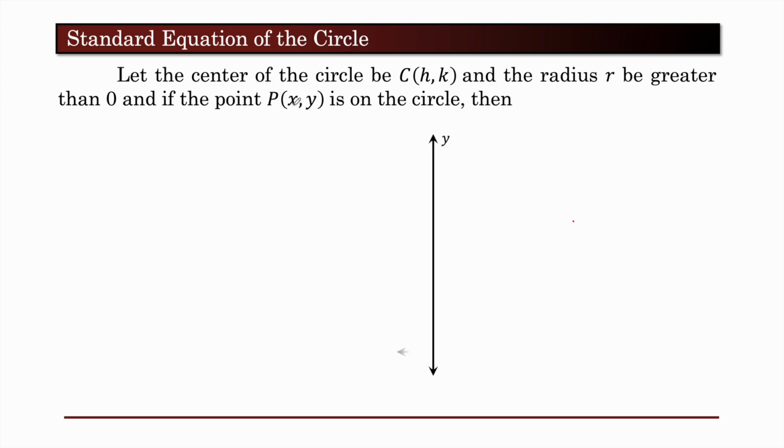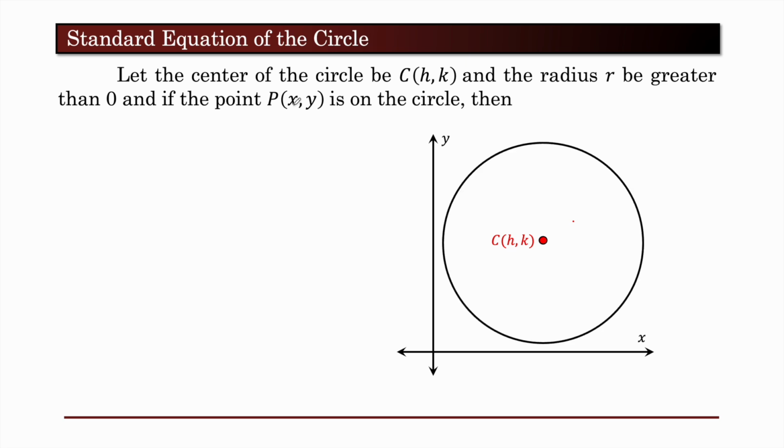Now, let us draw a Cartesian plane. This is the center, the circle, and a random point P. Let us trace. Now, the generated line segment is your radius, small letter r. By the concept of the distance formula, we can determine the value of r, or the distance between C to P, or P to C.